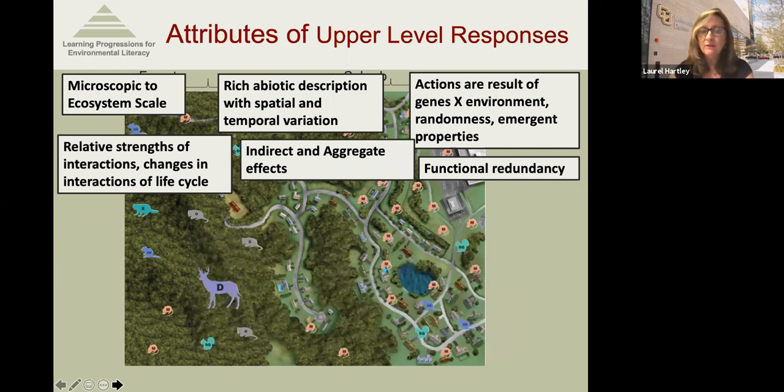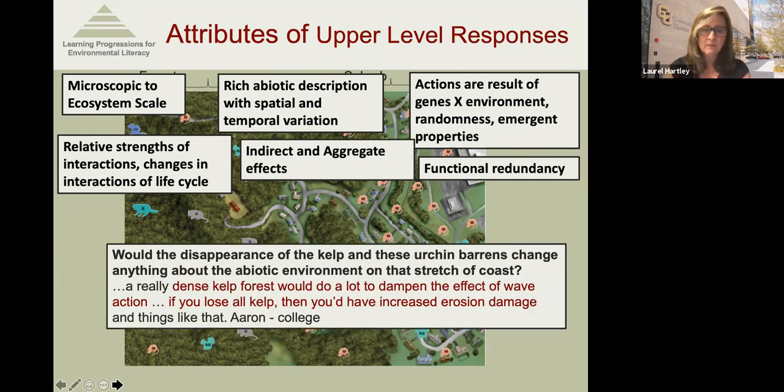They also saw indirect effects and aggregate effects. Would the disappearance of the kelp in these sea urchin barrens change anything about the abiotic environment on that stretch of the coast? A really dense kelp forest would do a lot to dampen the effect of wave action. If you lose all the kelp, then you have increased erosion damage and things like that. This was actually a really sophisticated answer, linking a biotic factor to something abiotic like erosion.